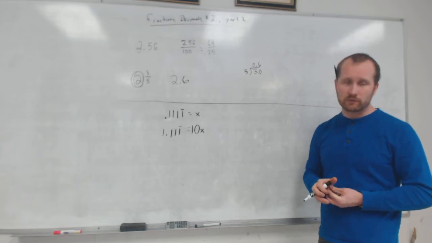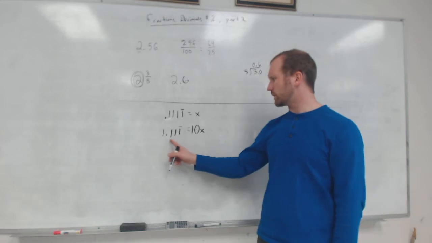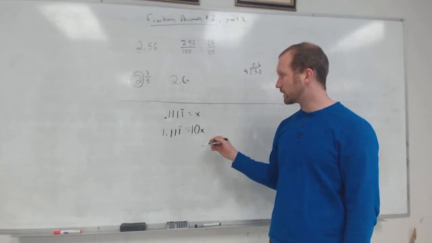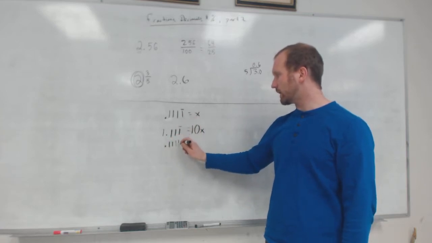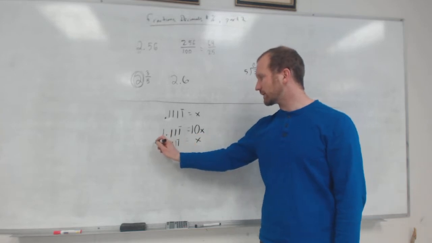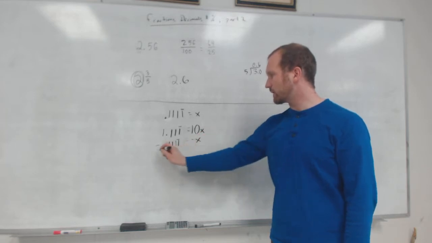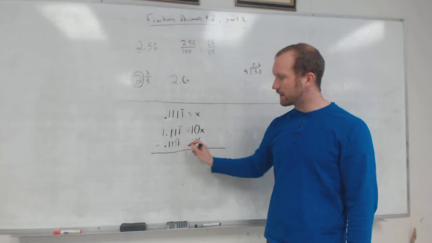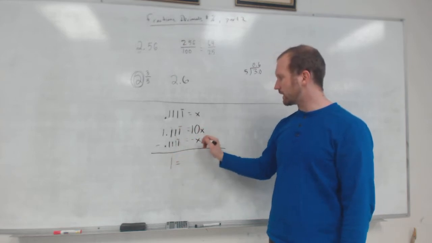And now we're going to do something that we've never done before. We're going to take this equation and we're going to subtract this equation from it. So I'm going to actually write this first equation right below my second equation. And I'm actually going to subtract the entire equation. I'm going to subtract this from this side and I'm going to subtract this from this side. So now I'm getting rid of that repeating decimal. And 10x minus x is 9x.